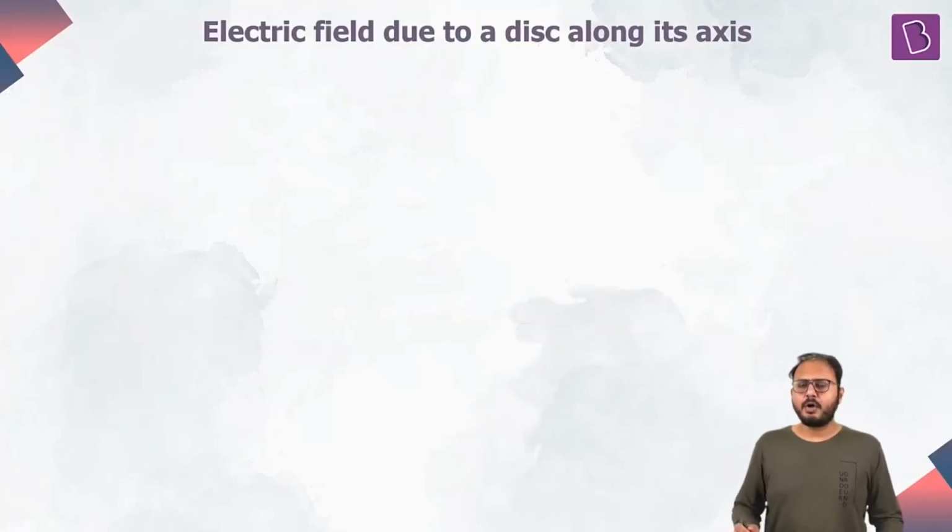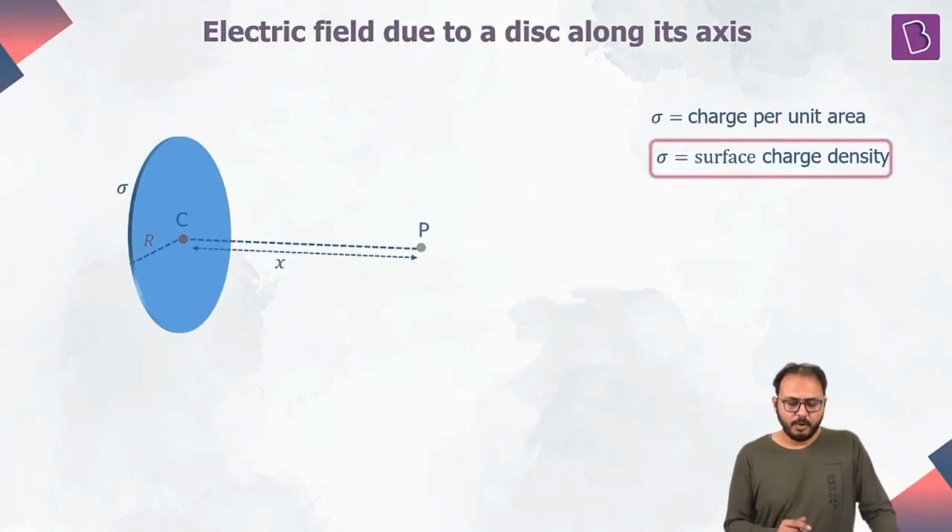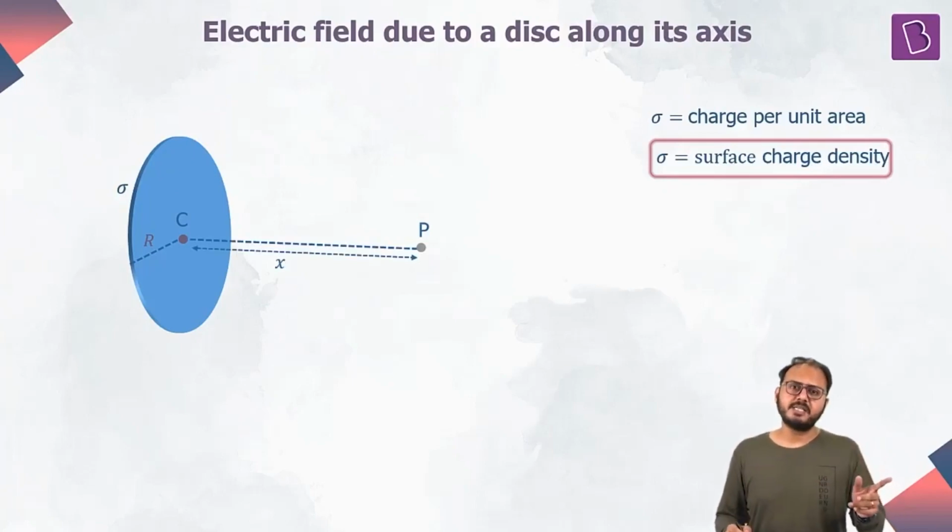Electric field due to a disk along its axis. Okay, a disk. A disk is a collection of many concentric rings. Perfect, so the modus operandi is clear. What do we do? The setup is a disk with surface charge density sigma. Lambda is linear charge density, sigma is surface charge density. I want to find out the field at point P, which is x away.